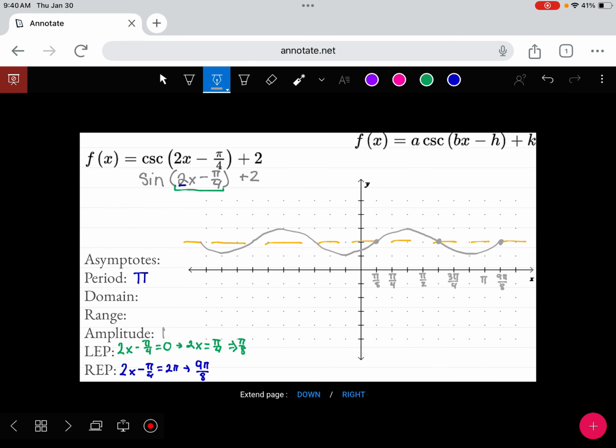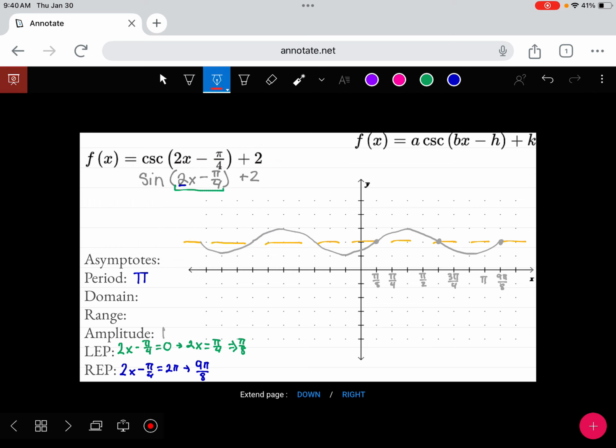Because our amplitude is only 1, we go up 1 from our center line and down 1 from our center line. Our asymptotes occur where we hit that center line because the shift happens after the 0. So this counts as our 0. So our asymptotes are in these spaces here. It's where our endpoints are going to be for sine.